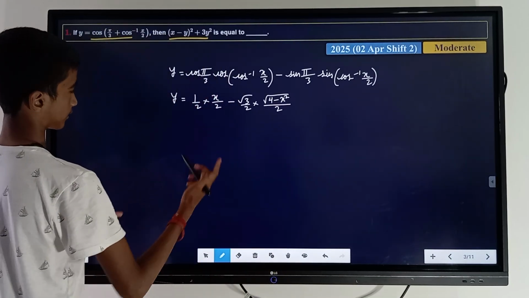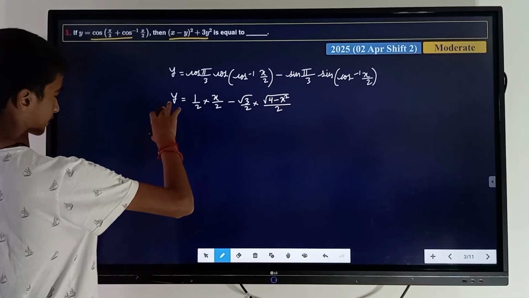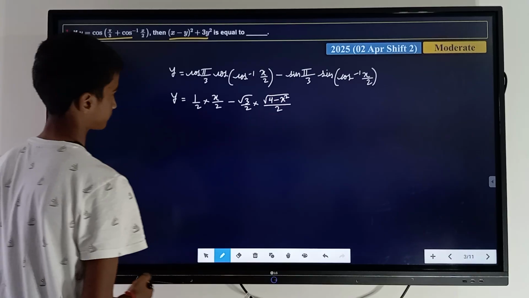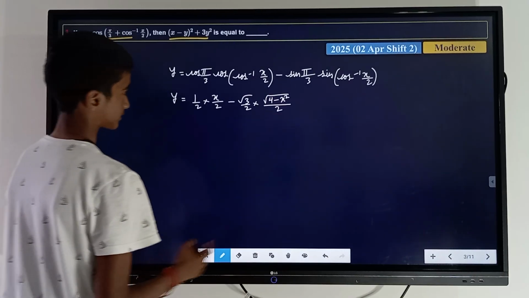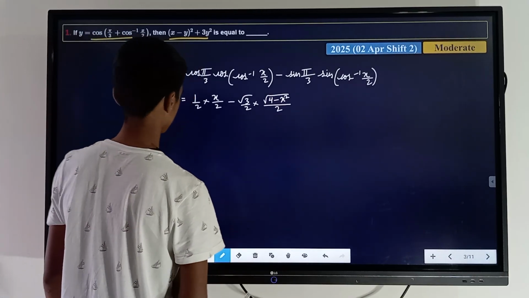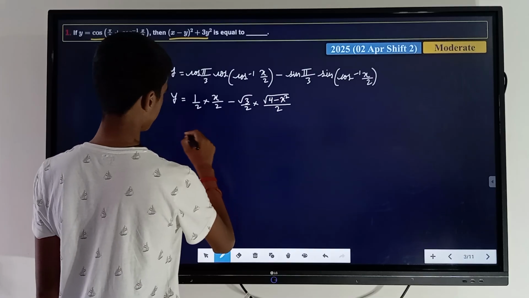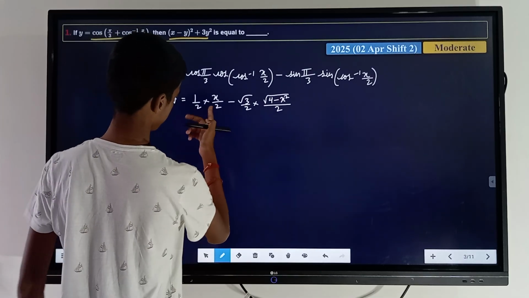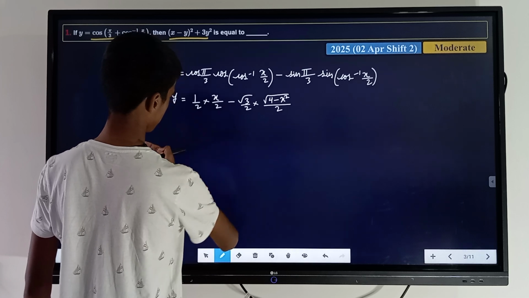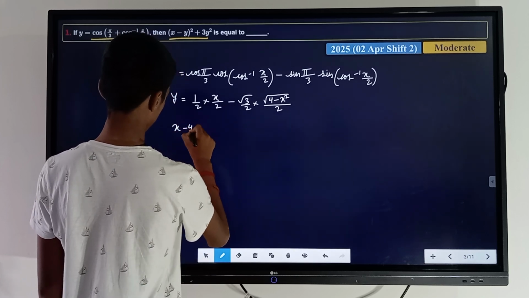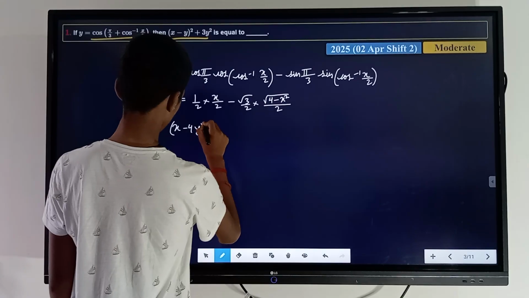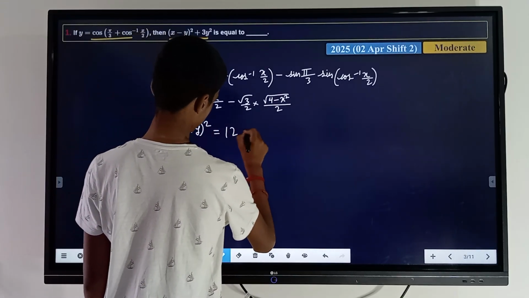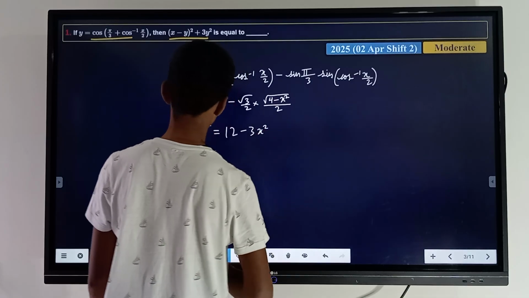So from here we will cross multiply 4 and take the y term to the right hand side and take this term to the left hand side. And then simultaneously we will square both sides. So we will get, let's reverse this equation, then we will get x minus 4y whole square is equal to 12 minus 3x square.